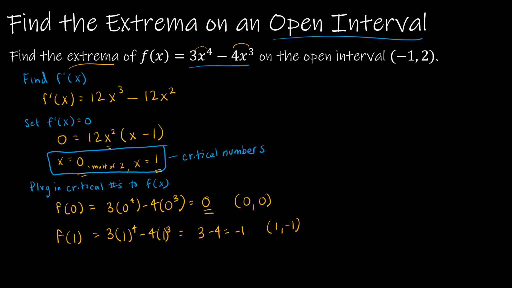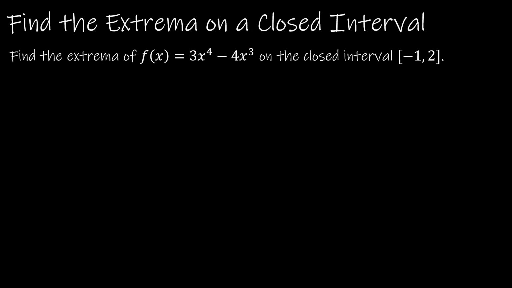So the min, and this would be relative. How do I know it's relative? Because I have an open interval. So the relative minimum is negative 1 at 1 comma negative 1. The relative maximum is 0 at 0 comma 0. Now you can always graph the function, and by graphing the function you can see the visual that shows where that min or max exists.